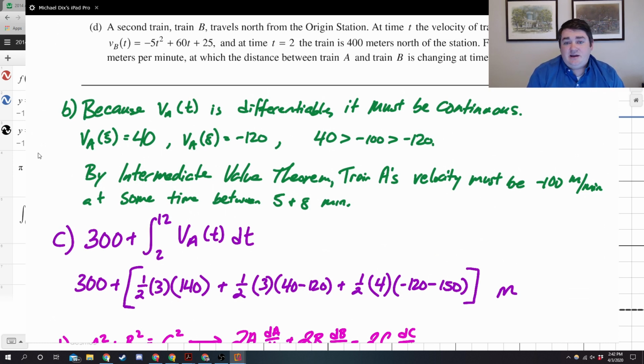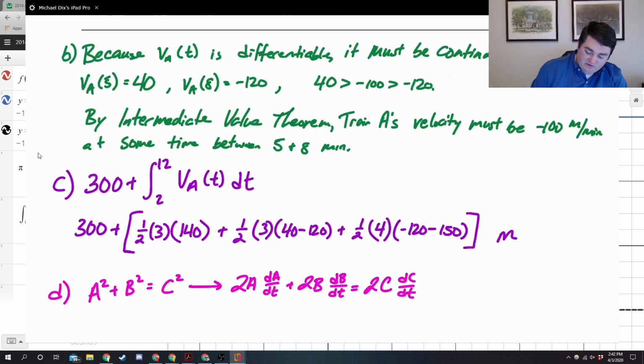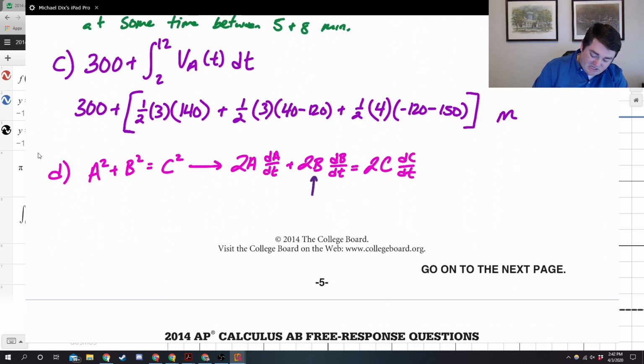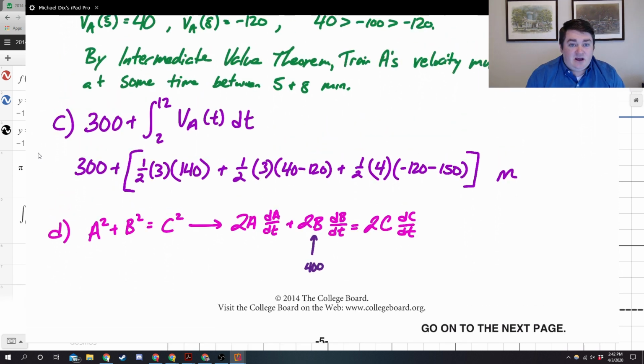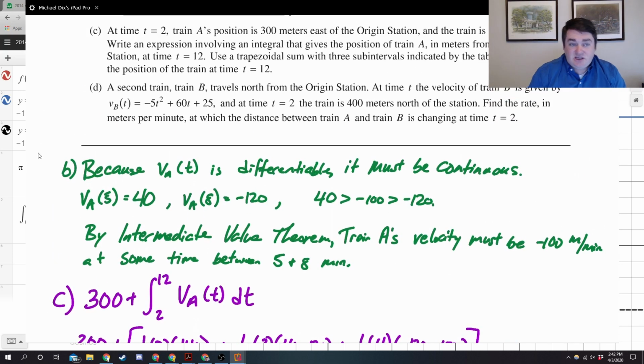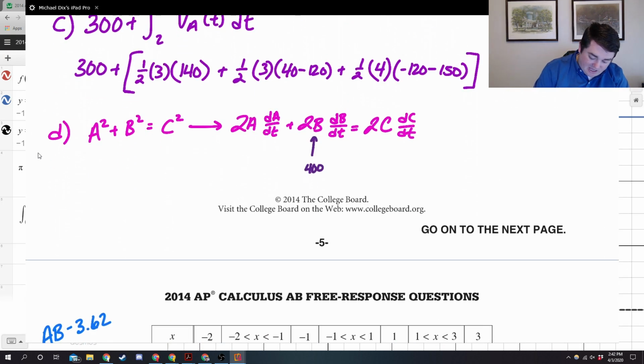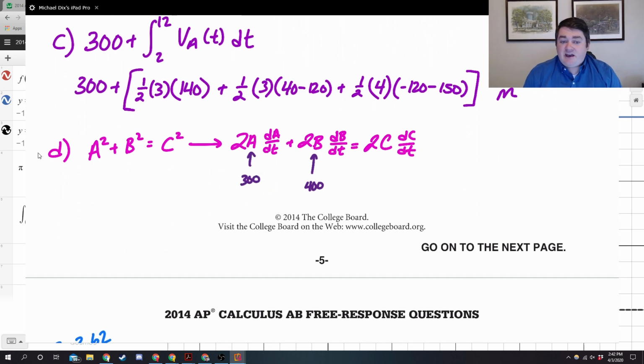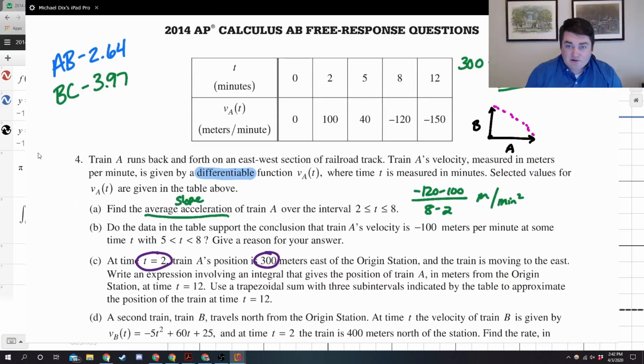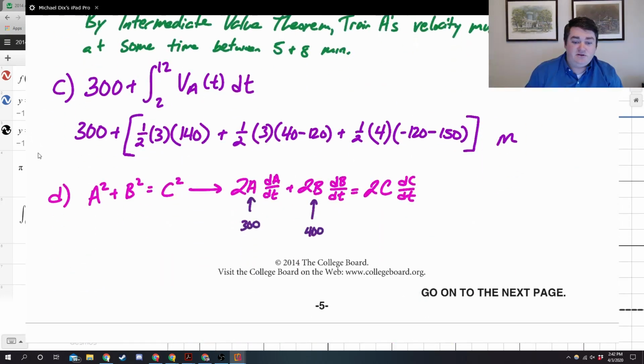It says right here at time 2, the train is 400 meters north of the station. So at this moment of interest, B has traveled 400 meters north. I also know from part C that at time 2, train A had traveled 300 meters east. So at that same time, A is 300. How fast is train A moving at that time? Well, let's come up here. At time 2, train A is moving at 100 meters per minute.